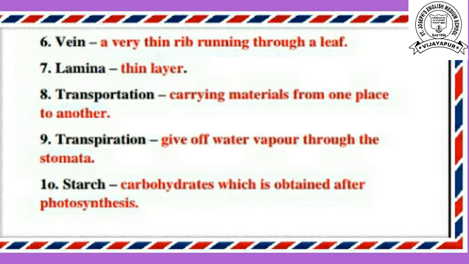Seventh one, lamina. Lamina means what? A thin layer. It is also the broad part of the leaf. It is called a lamina or leaf blade. Eighth one, transportation. Carrying materials from one place to another is called transportation. Like the stem carries water and minerals from one place to another.